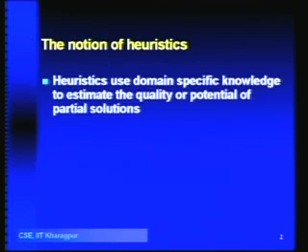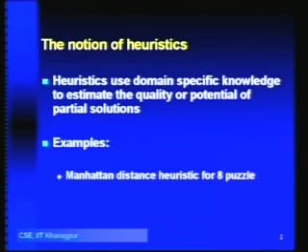So, as just outlined in the previous lecture, the notion of heuristics is as follows, that you have heuristics that use domain specific information to estimate the quality or potential of the partial solutions, so that you know that if the current state is the partial solution, then I know what is the potential of growing this into a full solution, what is the additional cost that I will require for doing that. So, let us start with a few examples.